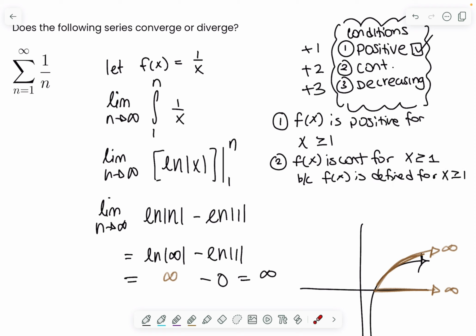Because what makes it undefined is 0. So if this was n equal to 0 instead of 1, then we wouldn't be able to use the integral test because the function would not be defined at every single point, because we would be plugging in 0. And then the last thing is you have to prove that this function is decreasing.